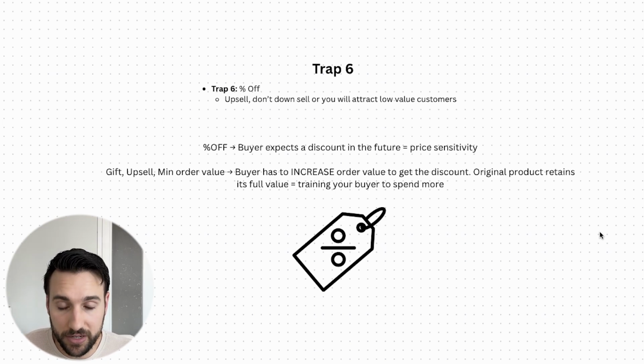This is price sensitivity. Now, if you do it with a gift, upsell, minimum order value, anything similar, the buyer has to increase their order value to get the discount. The original product retains its full value. This is training your buyer to spend more. This is what you want to do. You don't want to attract a price-sensitive customer that's only looking for a discount. You want to position your discounts in a way that retains that original order value and upsells them to have to spend more in order to get that deal.